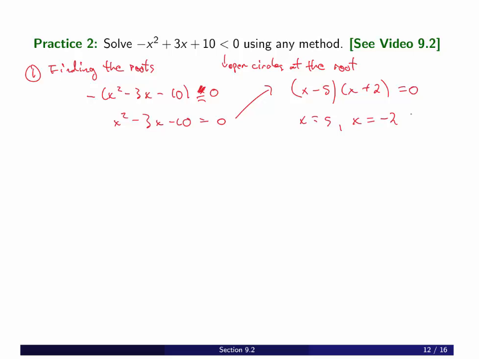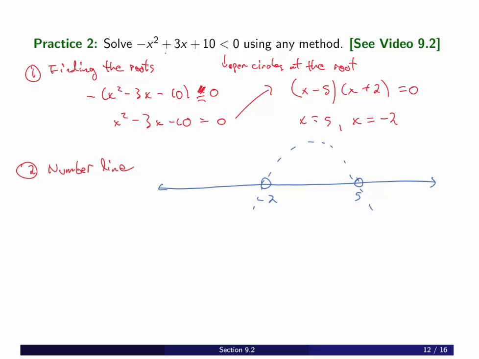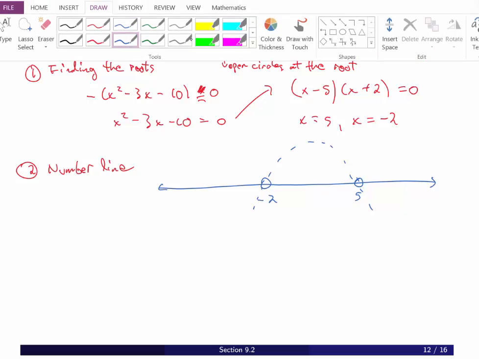So from here, you're going to draw your number line. So step 2 is drawing the number line. And you're going to place your roots with open circles, -2 and 5. Okay? This time the quadratic, by the way, looks something like this because it's pointing downwards because a is negative.